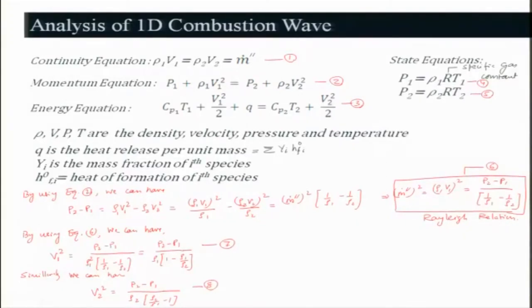Now, we can express this basically in terms of Mach number. We know the Mach number: M1 square is nothing but V1 square by C1 square, and C1 is the speed of sound, which is equal to root over gamma R T1, which is equal to root over gamma p1 by rho1, right.